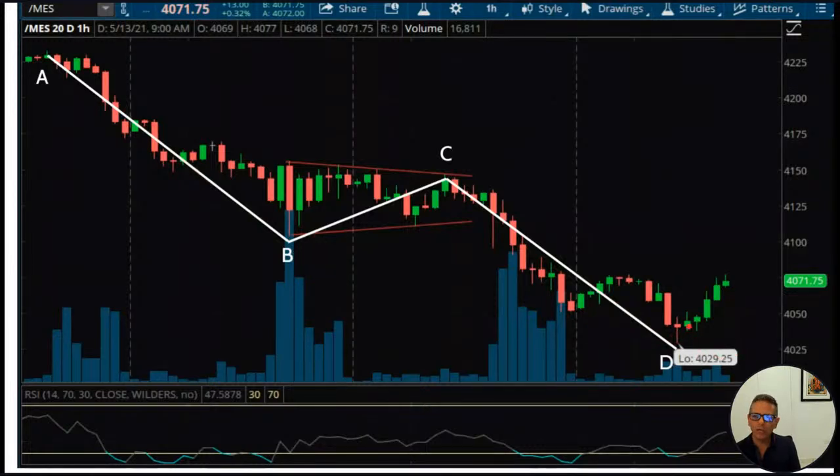So you can get into an entry a little bit earlier, take a little bit more risk, right? If you're confident that this is the end of this cycle of this ABCD pattern. This is where you get in and you just ride this baby up. Okay. And that's where I like to get in on these trades.